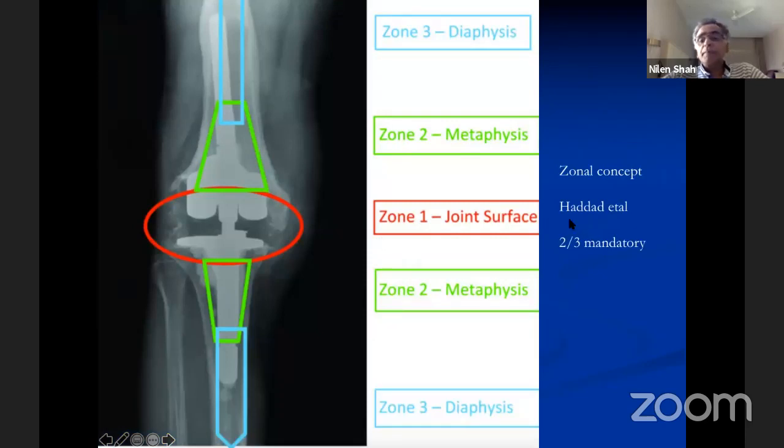This concept by Haddad, the zonal concept, is very, very good, in which you divide either the femur or the tibia into epiphysis, metaphysis, and diaphysis. And for your implant to remain stable over the years, you need at least good fixation in 2 out of the 3 zones. So epiphysis, metaphysis is good, epiphysis, diaphysis is good, but 2 out of 3 zones, you need to have good stability for the implant to last.